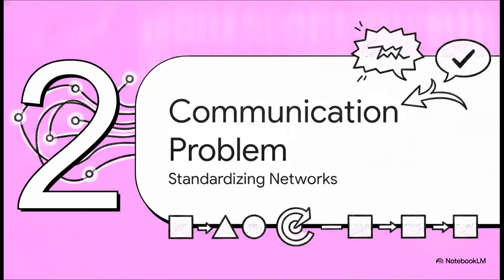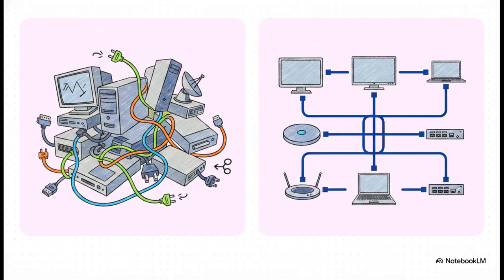Moving right along to Section 2, solving the communication problem. So why was this rulebook such a massive game changer when it was invented? Well, if you look at the pre-Ethernet era, networking systems were a mess. It was totally fragmented. You had this severe lack of standards resulting in huge vendor incompatibility issues. Basically, if you bought network gear from vendor A, it simply could not talk to hardware from vendor B.